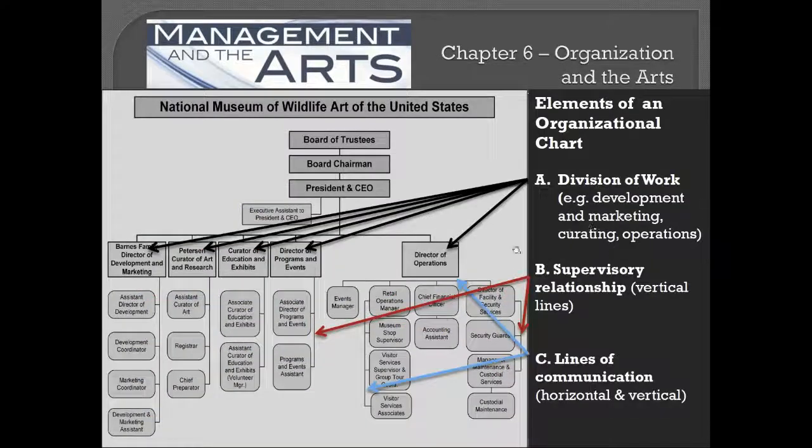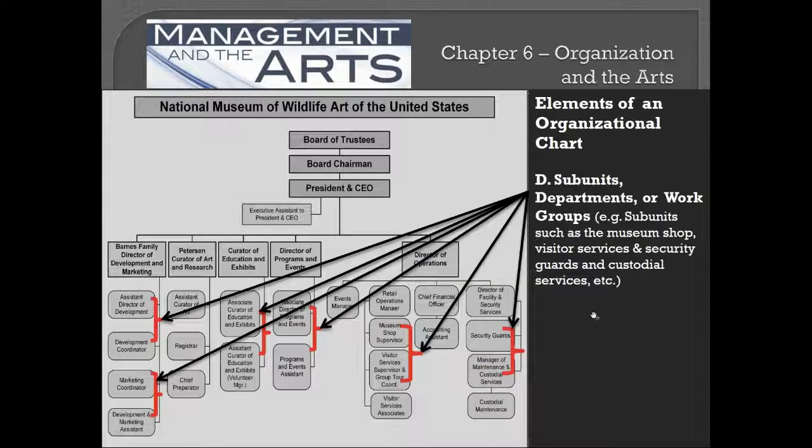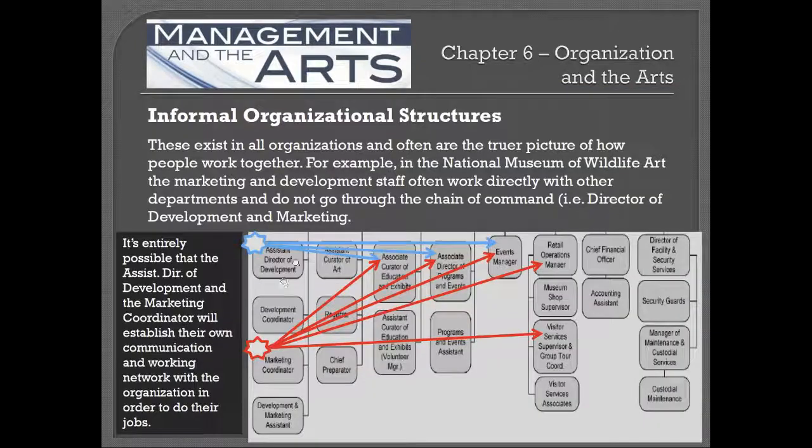So when we're talking about communications, right, this structure says that this person only talks to this person and doesn't talk to anyone over here, right? Well, that seems inefficient, right? So then this person talks to this person, and then they talk to this person, and then this person comes down here. So you get informal communications, right? And that's what happens here, right? It's entirely possible that the assistant director of development and marketing coordinator will establish their own communication and working network with the organization in order to do their jobs.